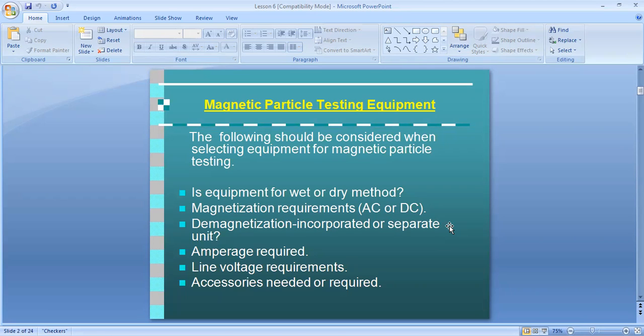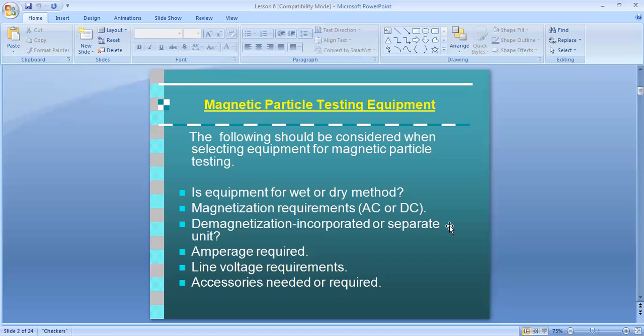Magnetization means to generate the magnetic field in the material, and demagnetization means after testing, we have to remove that residual magnetic field. That's why we put a coil in the same equipment, or we have a different arrangement known as demagnetization. Then amperage required: the amount of current depends upon your job thickness or diameter. If diameter increases, current value increases. If my job diameter is bigger, for example 500 millimeters, then I have to use higher current, so the machine range will be higher amperage.